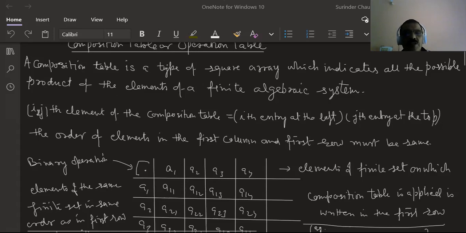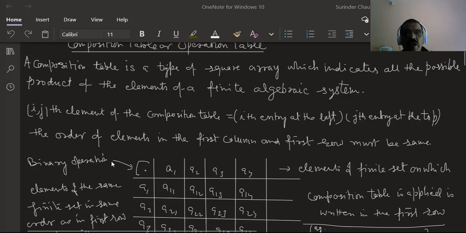Our ijth entry of the composition table in the square array we get after multiplying the ith entry at the left by the jth entry at the top. So this is how we can find the different entries of this square array.